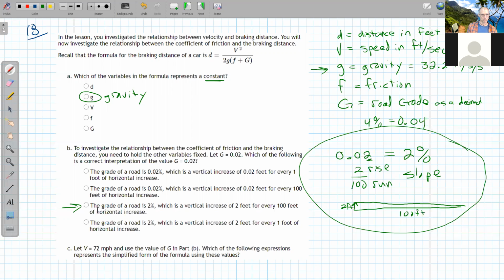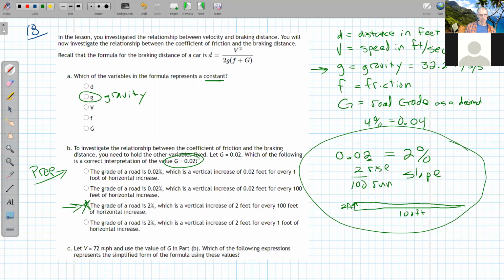So I just want to double check. The grade of a road is 2%, which is a vertical increase, right? My rise of 2 feet for every 100 feet of horizontal increase. Yeah, so that would be the correct interpretation of G equals 0.02. And this was covered in the prep for this lesson. This is where they talked about where road grade comes from.